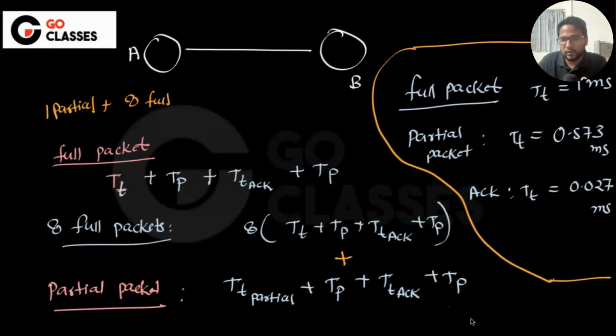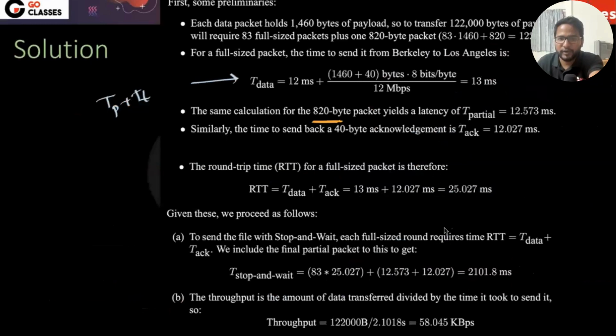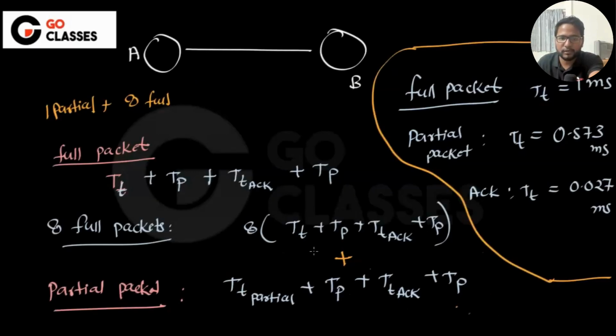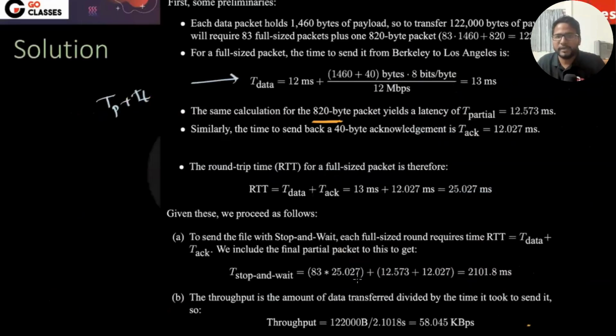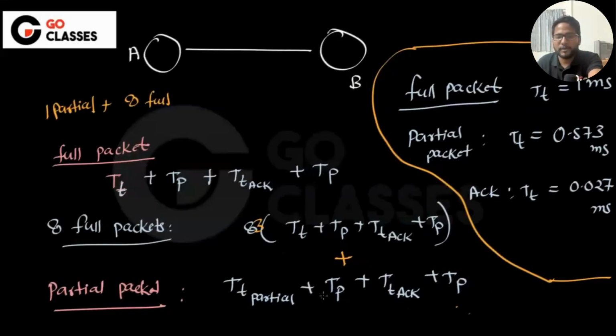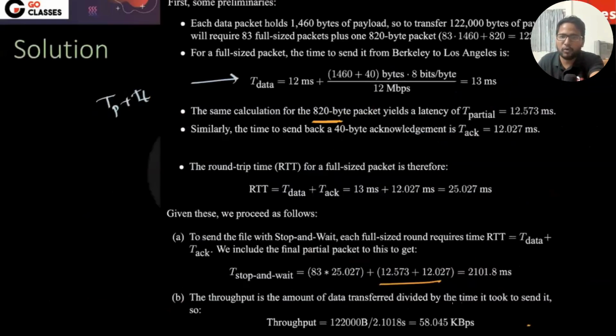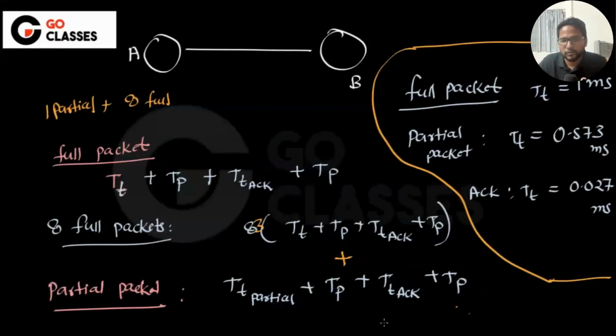If you want to calculate numerically, the formula will remain the same. So 8 into TT plus TP. So they are finding the RTT and all. Sorry, this is not 8, this is 83. Then everything is the same. 83 into whatever we are getting, plus for the partial packet, the transmission time plus all of this, is basically coming out to be this number. Okay, you can calculate this. So finally, this is coming out to be 2101.8 milliseconds.